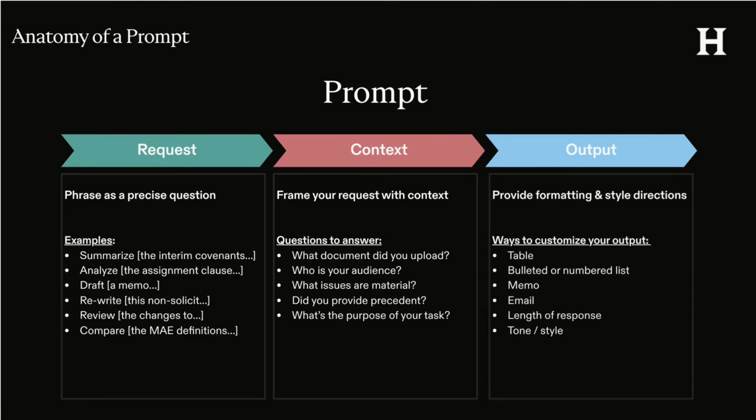The output is where you can specify the format or structure you'd like in Harvey's output. For example, if you want Harvey to prepare a comparison table, tell Harvey what to include in each row and column. In summary, Harvey can deliver tailored, precise outputs as long as you provide clear instructions. Including a well-defined request, relevant context, and a description of your desired output, you'll help Harvey focus on what matters most to you.